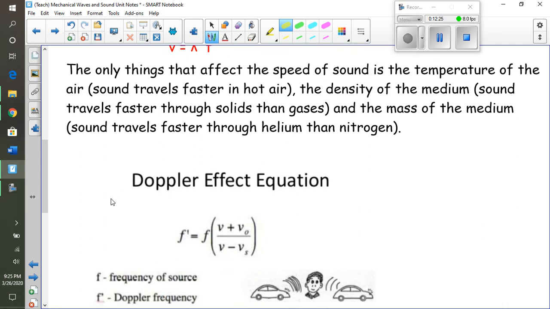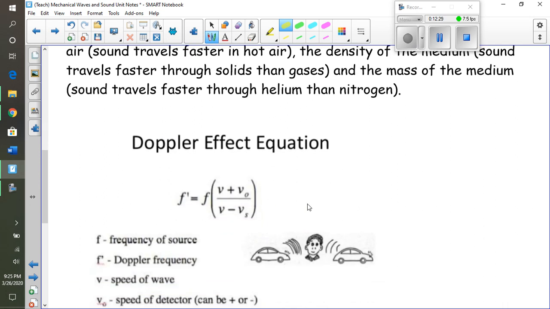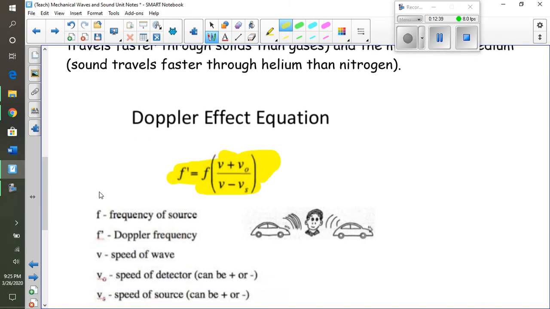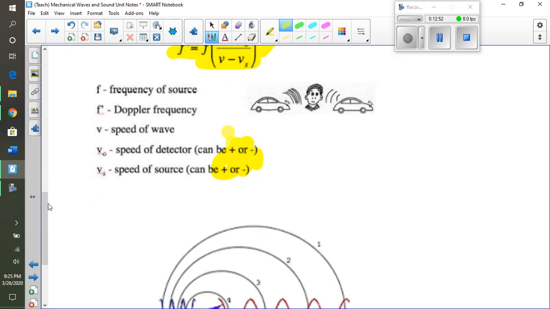Now, here's the equation for the Doppler effect. Again, you don't need this for the AP exam. I just throw this on here in case you have to make the calculation in college. Honestly, it's not hard. I promise you, it's not hard at all. There are a couple of things you have to keep in mind with pluses and minuses, but it's honestly not difficult, so we're not going to worry about it.